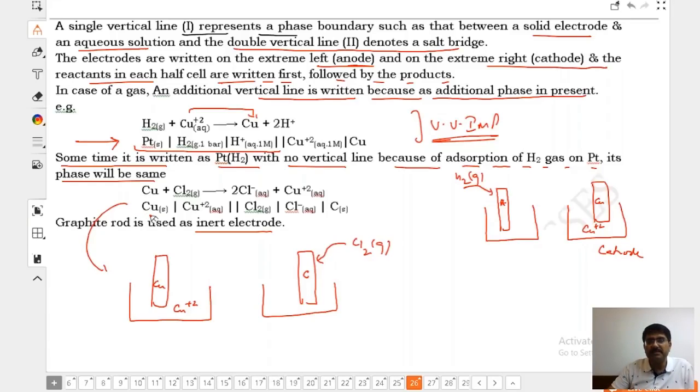See how he has represented copper solid, copper plus 2 aqueous. This is for the salt bridge. Salt bridge will be everywhere. And it is going to be Cl2, chloride ion and carbon solid.